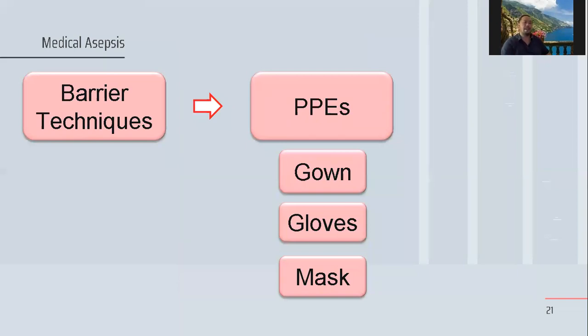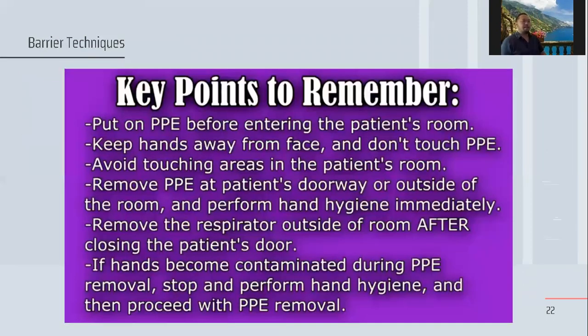So what are your barrier techniques? No, these are your PPEs, your gowns, your gloves, your mask, your goggles. This is your barrier techniques. No, these are some key points to always remember. When putting on PPE, we put PPE before entering the patient's room. No, we keep hands away from the face and don't touch the PPE because that is considered as soil when you enter the patient's room. No, avoid touching areas in the patient's room. Remove PPE at the patient's doorway or outside of the room.